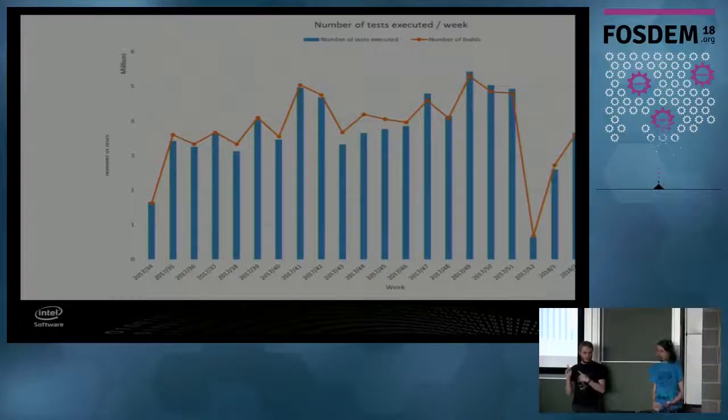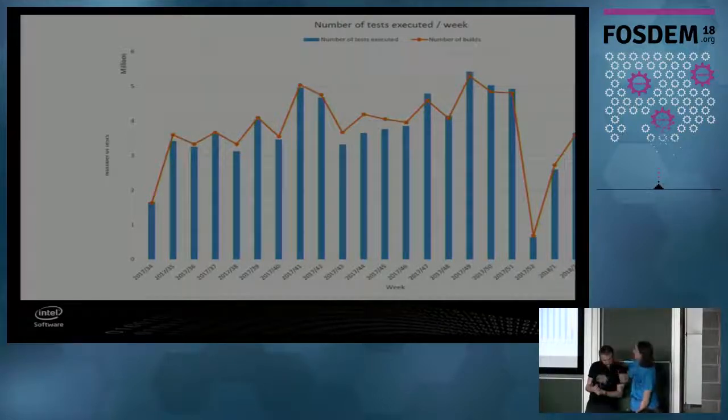And this game is called Spot the Holiday Week. So yeah, Christmas. But we can see that we execute quite a lot of the tests. On the left side, it's millions of tests executed, and it went up to 5.5 million a bit before Christmas. And on the other side, it's our number of builds made per week, up to 400.